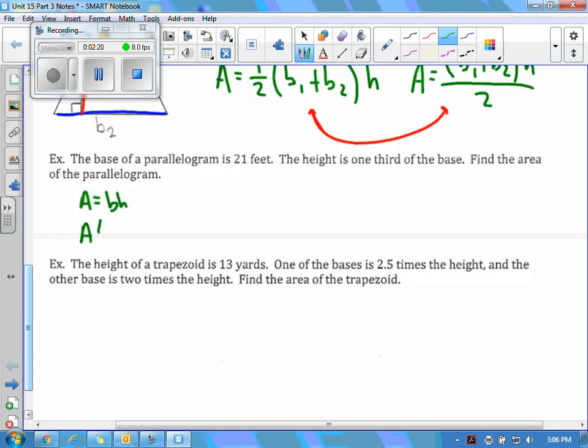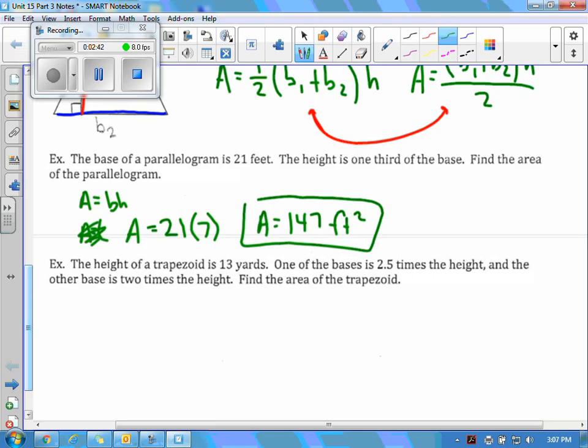We know that our base is 21 feet. The height is 1/3 of the base. One third of 21 is 7. So we multiply those together, and we will get 147. Now, our unit is feet, and since we're doing area, it's going to be feet squared. Make sure you have that feet squared on.